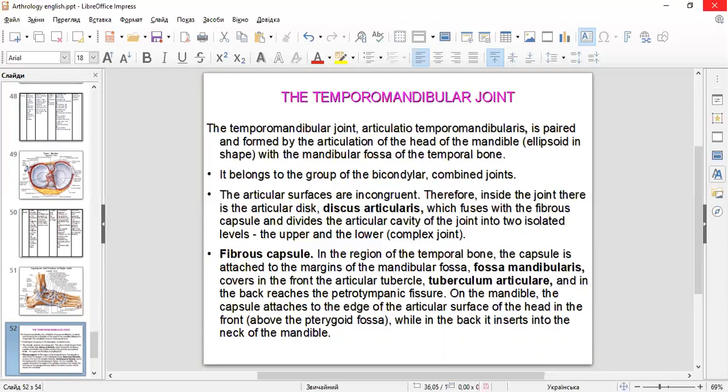So, also a complex joint. Fibrous capsule. In the region of the temporal bone, the capsule is attached to the margins of the mandibular fossa. It covers in front the articular tubercle, tuberculum articulare, and in the back reaches the petrotympanic fissure. On the mandible, the capsule is attached to the edge of the articular surface of the head in the front, above the pterygoid fossa, while in the back, it inserts into the neck of the mandible.